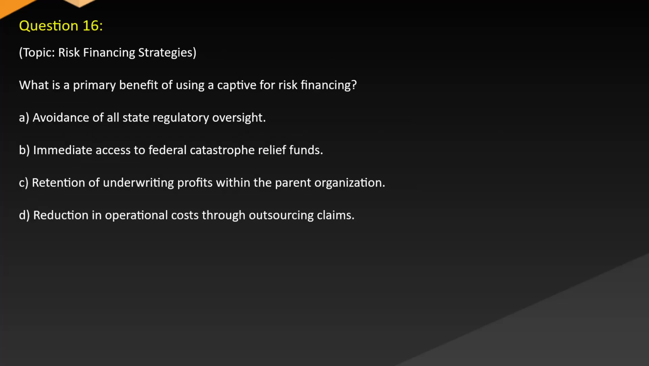Question 16. Topic: Risk financing strategies. What is a primary benefit of using a captive for risk financing? A. Avoidance of all state regulatory oversight. B. Immediate access to federal catastrophe relief funds. C. Retention of underwriting profits within the parent organization. D. Reduction in operational costs through outsourcing claims.